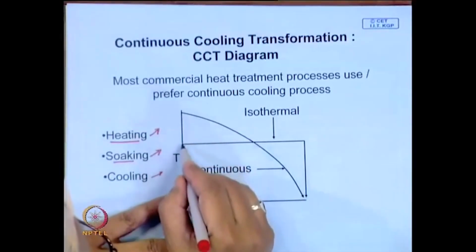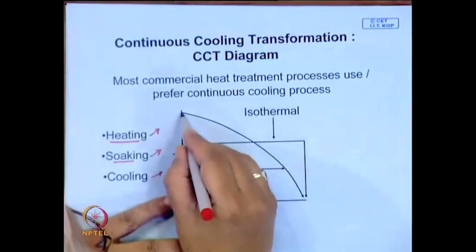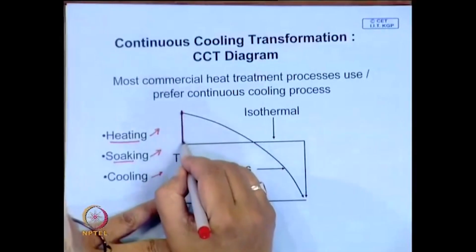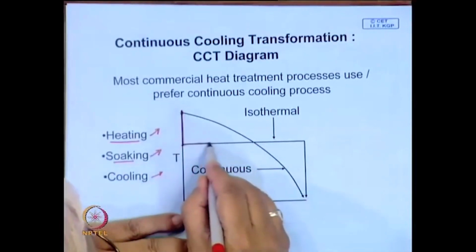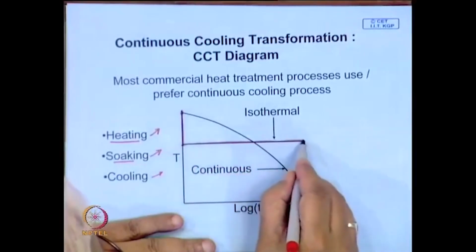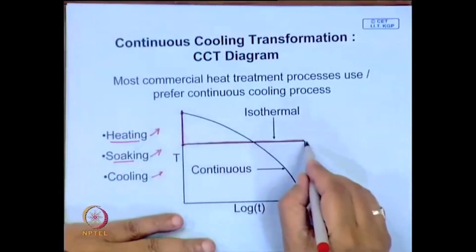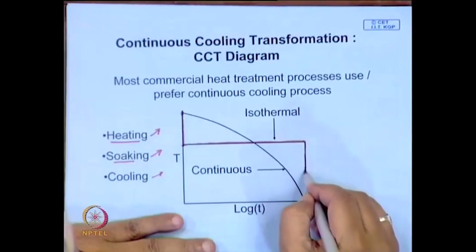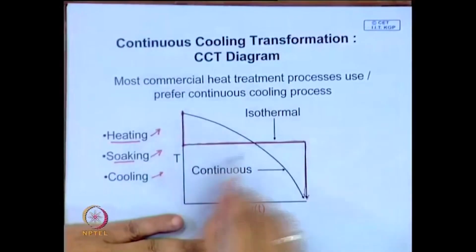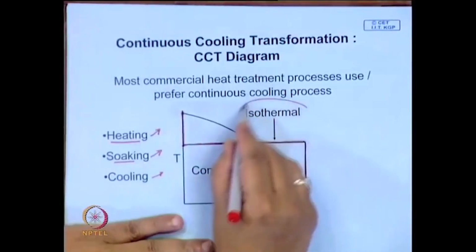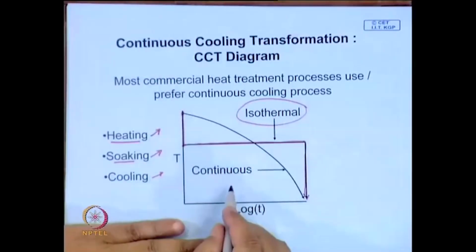We talked about isothermal cooling. Here this is the temperature where the sample is heated, then you quench it to a bath maintained at temperature T, and you keep it for a sufficient length of time for the transformation to be completed. Then it does not matter whether you cool slowly or fast, the structure does not change. So this is one kind of isothermal transformation.